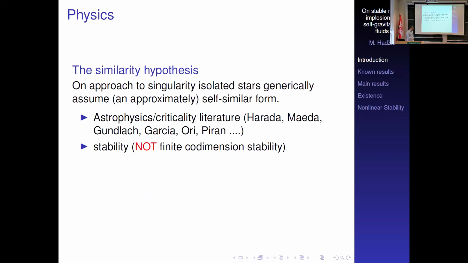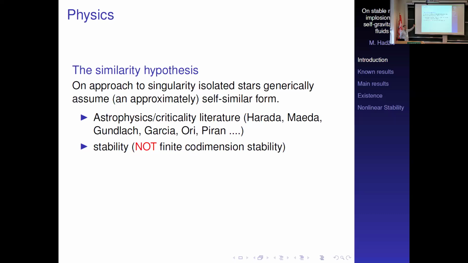And let me throw out some big words on this slide. I didn't come up with them, and it's a hypothesis in the sense of the physics literature, so it's something you can find there. There's this claim that floats around that says that on approach to singularity, to imploding stars, these solutions should look, to the leading order, self-similar, whatever that means. And if you want some references, you can find them in various places.